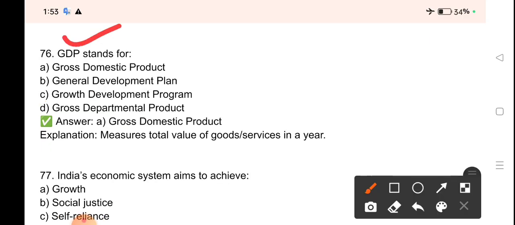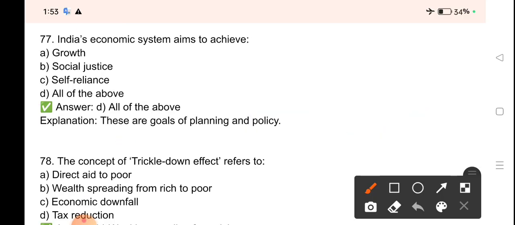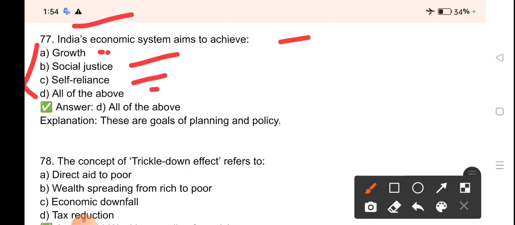GDP stands for Gross Domestic Product, which measures the total value of goods and services in a year. India's economic system aims to achieve growth, social justice, self-reliance, or all of the above? Growth, social justice, and self-reliance are India's economic system aims.